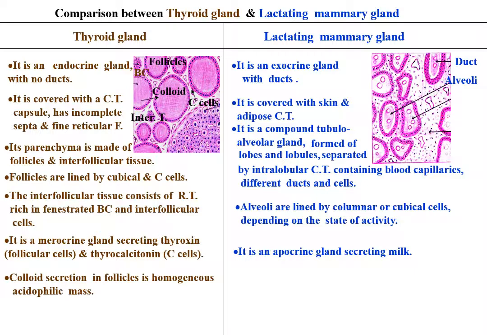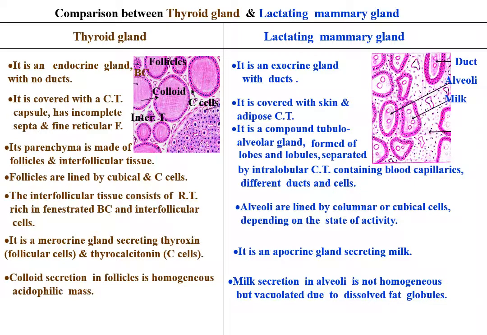Lactating mammary gland is an apocrine gland secreting milk. Milk present in the alveoli is different from colloid in the follicles of the thyroid gland. It is not homogeneous but vacuolated due to dissolved fat globules.